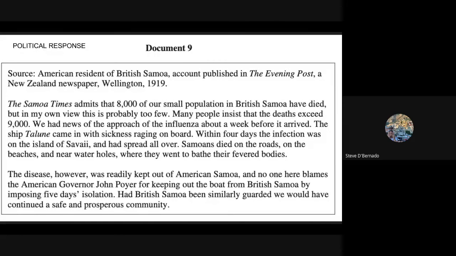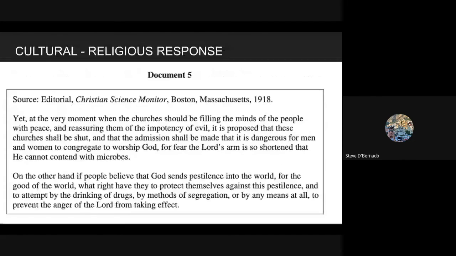Document 9. This is two parts right here. The Samoan Times admits that 8,000 of our small population of British Samoa have died, right? So that's maybe failure of a foreign government to be able to help its people. And then look at the bottom. The disease, however, was readily kept out of American Samoa. The success of the American government. Failures and successes from the political response. Then you have document 5, which was a little more obvious. This was a cultural, religious response, right? So now you have all your responses.